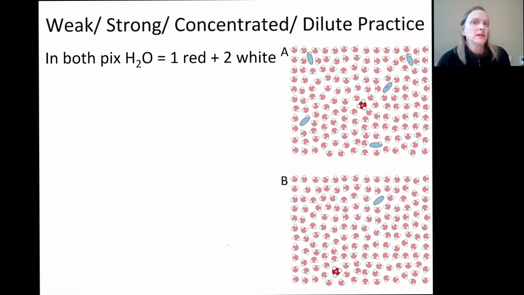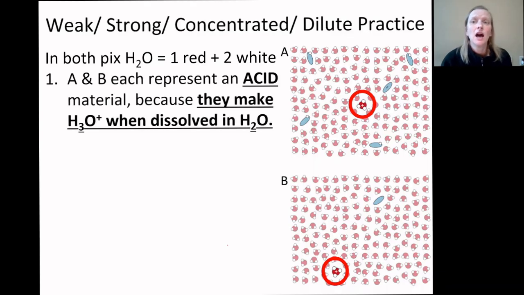In terms of visualizing what's happening here between weak versus strong, concentrated versus dilute, in this picture, the red and white particles are representing water, so 1 red oxygen and 2 white hydrogens in those molecules. And then in each picture, you can see a hydronium ion. So both of these pictures represent an acid, because they make H3O plus, those hydronium ions, when dissolved in water. So we've produced hydronium ions. These are both acids.